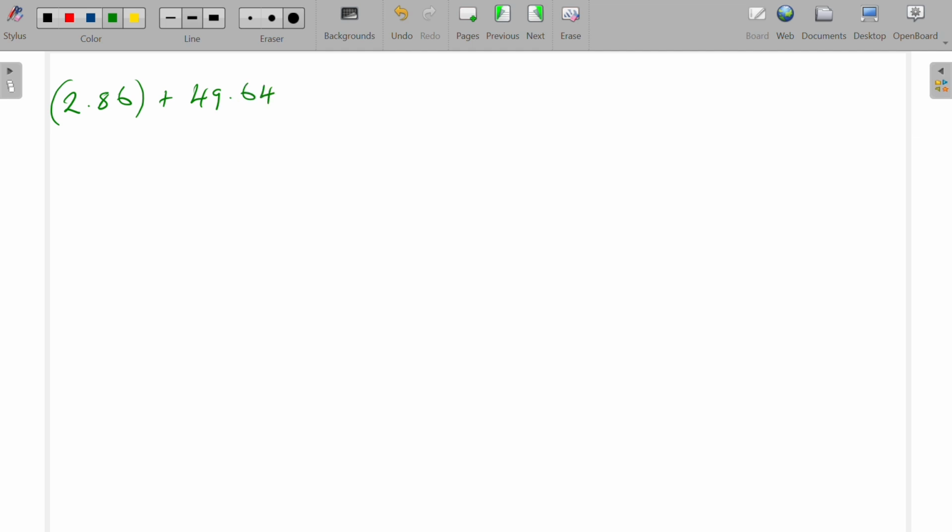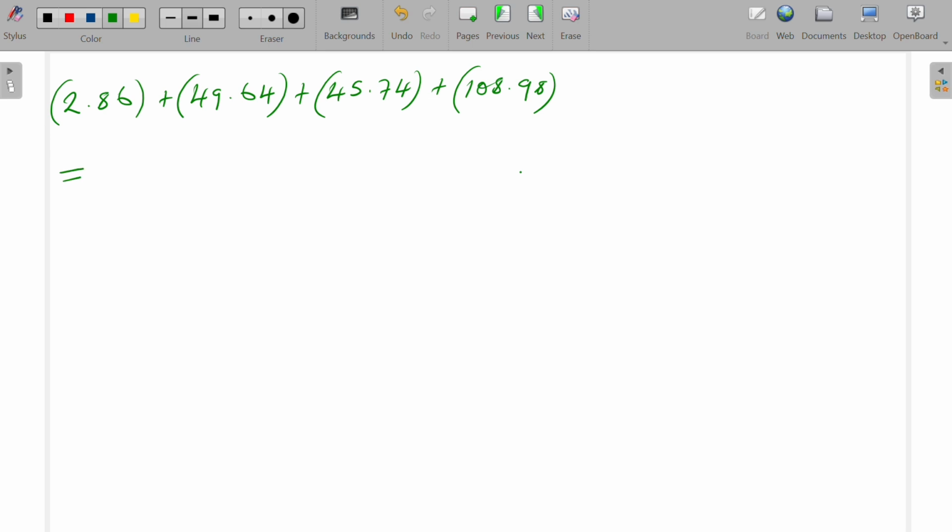for the second one, I'm finding 49.64. So 49.64 for the second one, and then the third one, I'm finding 45.74. So 45.74, and then for the last one, I'm finding 108.98 when we round it off to 2 decimal places. So 108.98, like that. So this is what I'm finding.